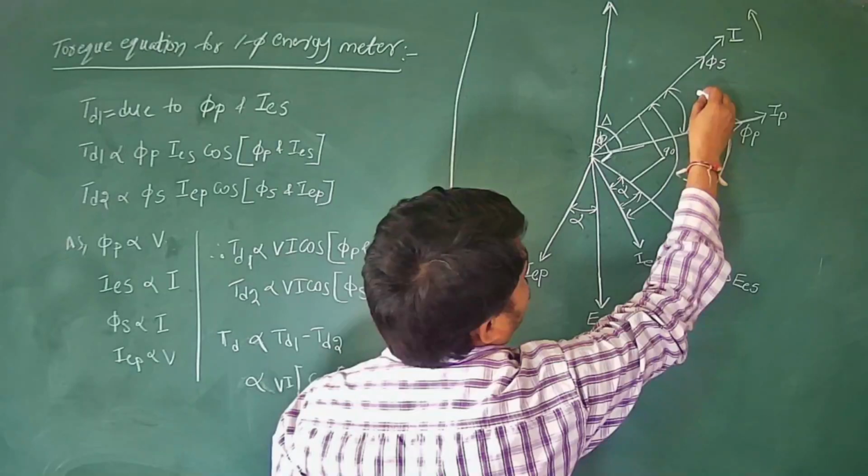Now next, we have to find out the angle between phi s and the I_EP. So this angle we have to find out, phi s and I_EP. So how to find out this angle? See here.